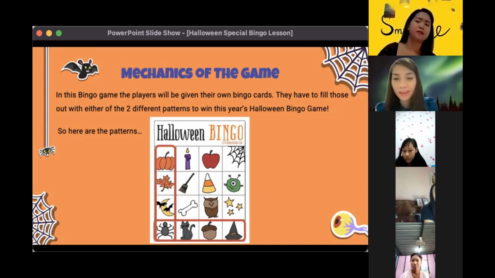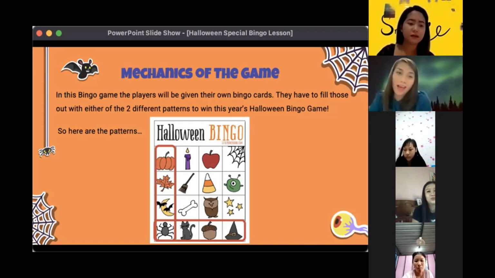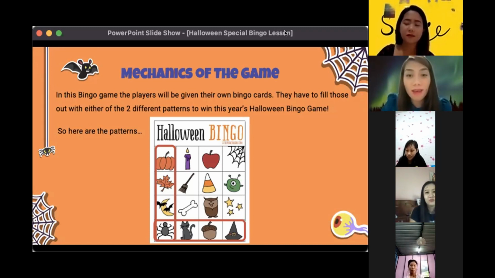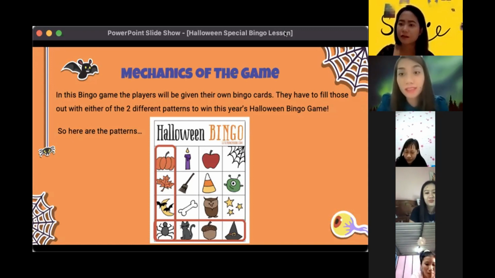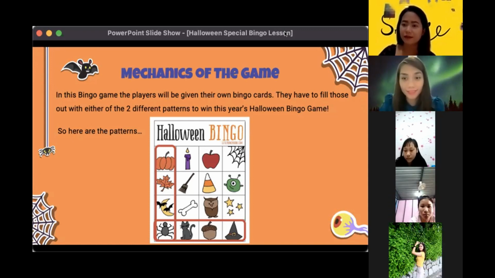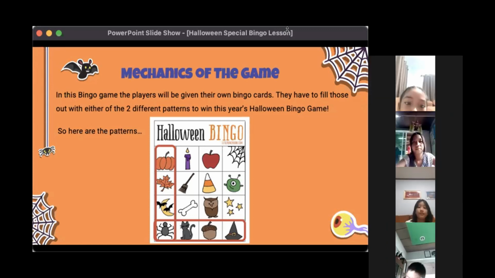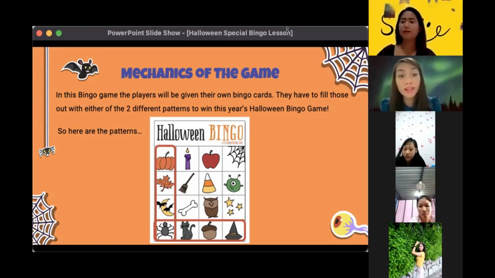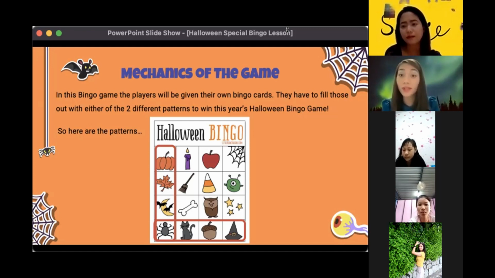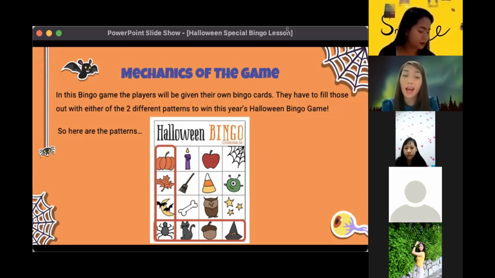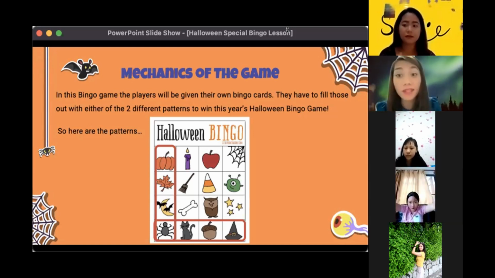Okay, everyone is here. Now, can you see my PowerPoint, my screen? Can you see it? Yes. Okay, now let's resume. Now, again, the mechanics of the game. In this bingo game, the players will be given their respective bingo cards. So you will have your own bingo cards and you have to fill those out with two different patterns in this year's Halloween bingo game.